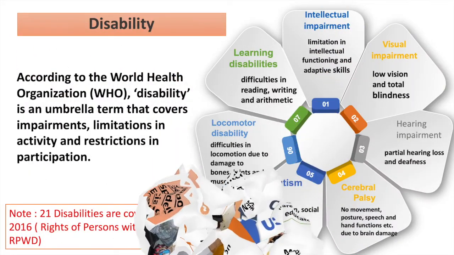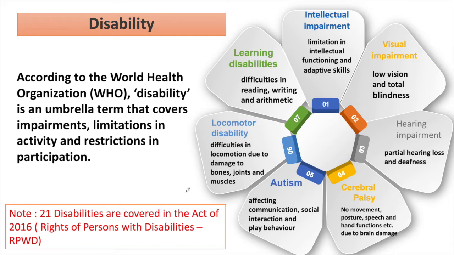Now let us discuss what we mean by disability and the different types of impairment that affect children's development. According to WHO, disability is an umbrella term that covers impairments, limitations in activity, and restrictions in participation.